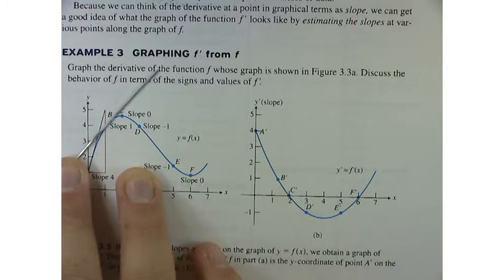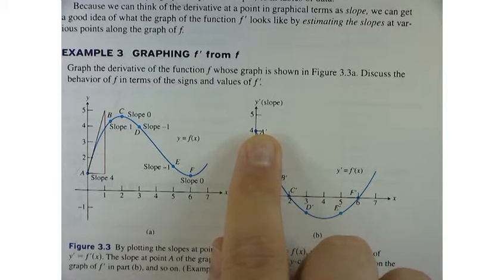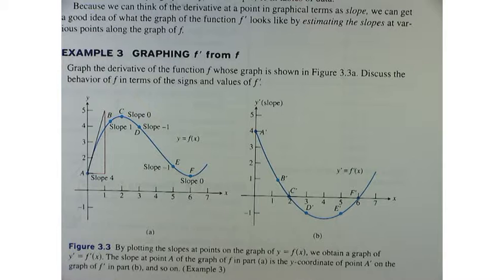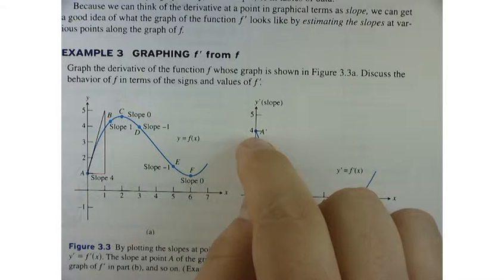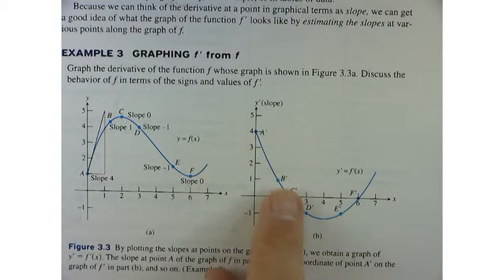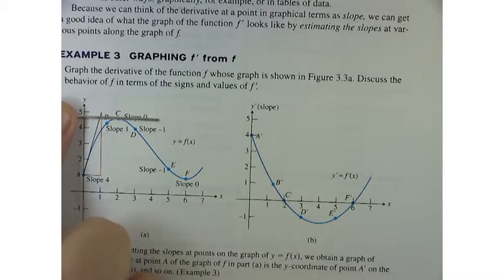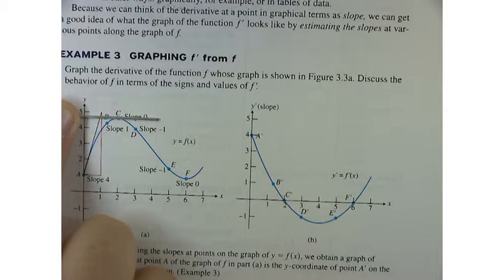Now let's look at the derivative. The derivative here at point A, my slope is 4. I know that my slope's 4 because I went up 4 over 1. So my slope is 4 at A prime. But at point B, it's less positive. It's still positive, but less positive. Now let's look at C. At point C on my original function, what is the slope at point C?